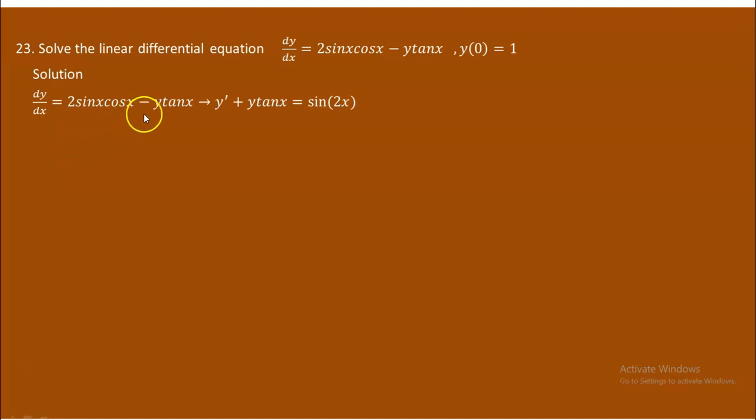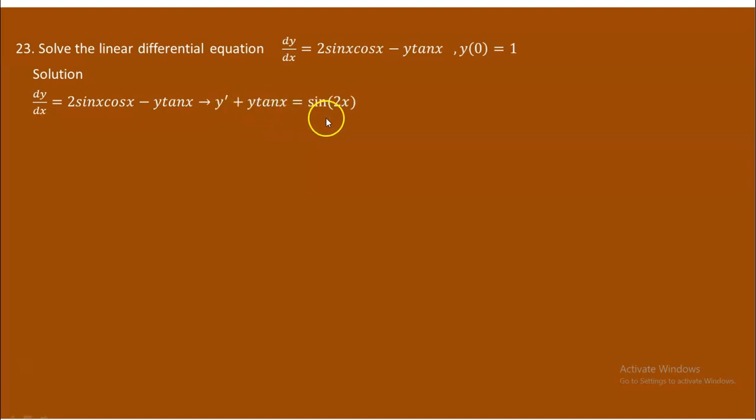dy over dx equals 2 times sine x cos x minus y tan x can be written as, look, dy over dx can be written as y prime, and here 2 sine x cos x can be written as sine of 2x. Just apply the trigonometric identity, and you can bring this minus y tan x to the left and it turns to be plus. So here we have y prime plus y tan x equals sine 2x.